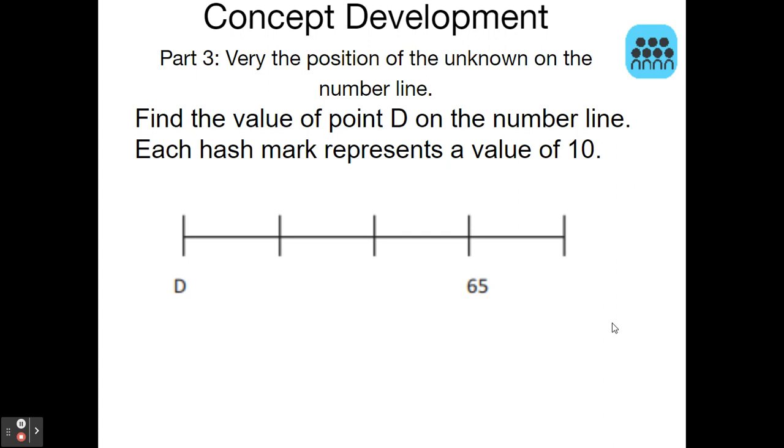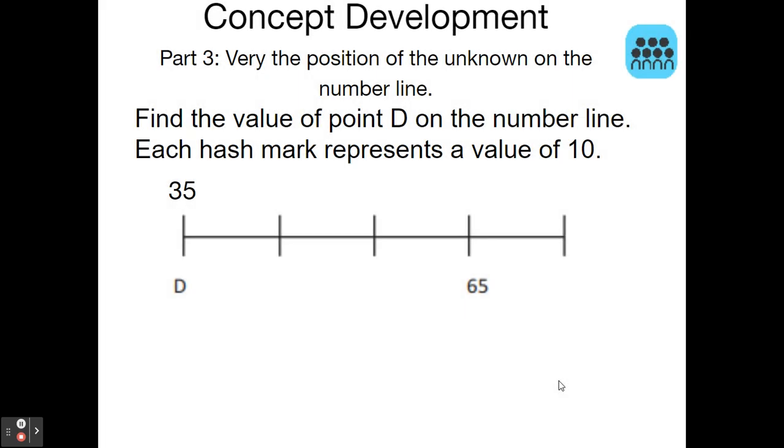Find the value of point D. What is point D? Oh, we have to know what each mark represents because they did not tell us more than one piece on this number line. So we know the value of each hash mark is 10. So you have to count backwards. 65, 55, 45, 35. So D is 35.